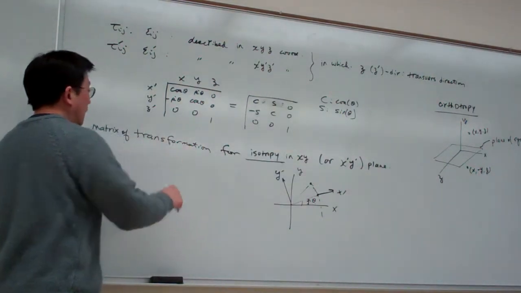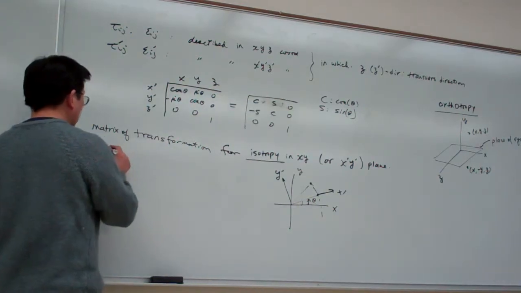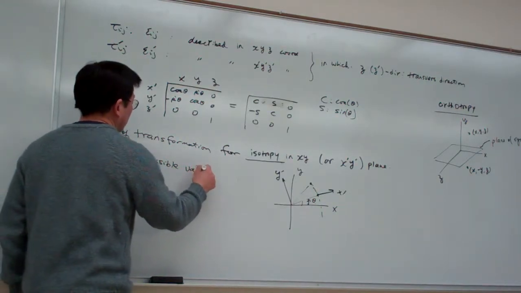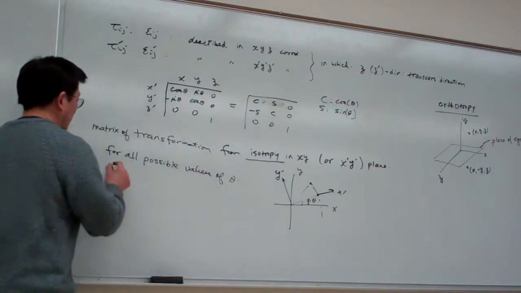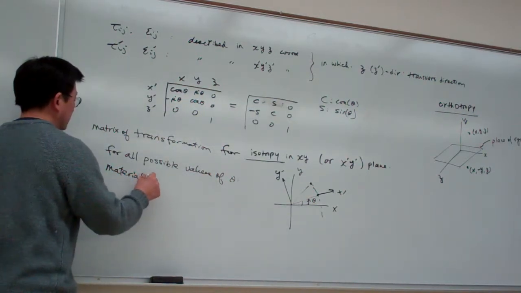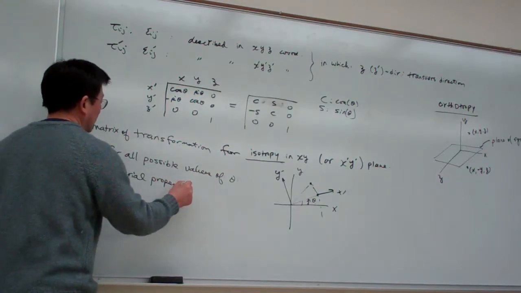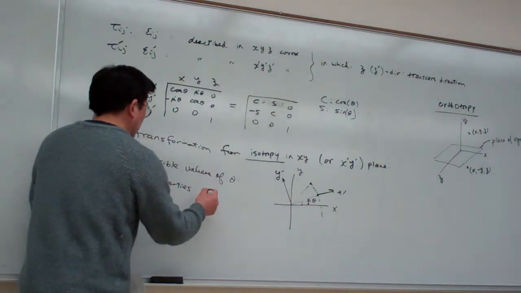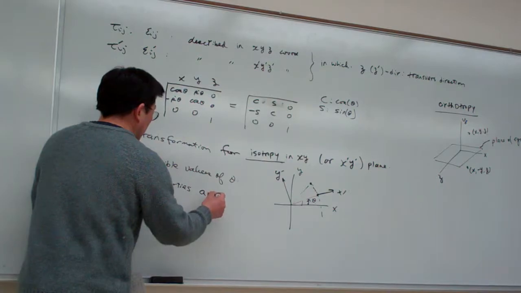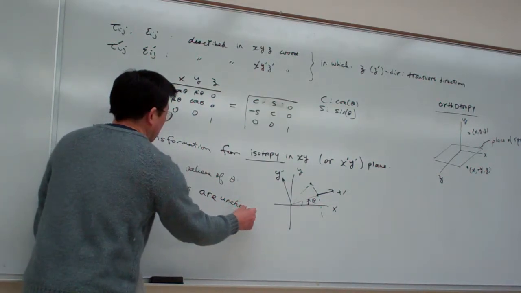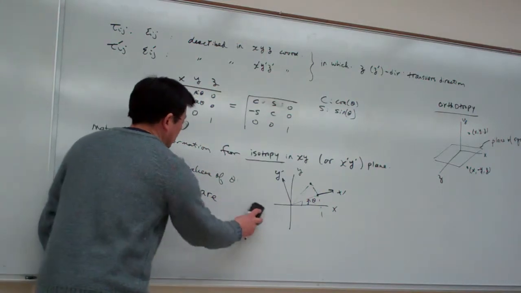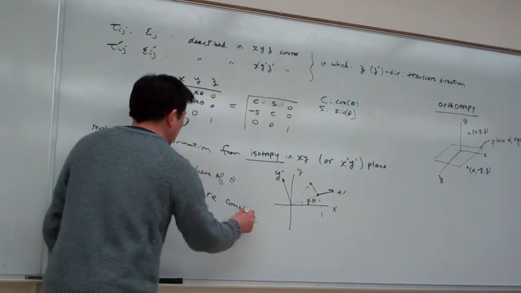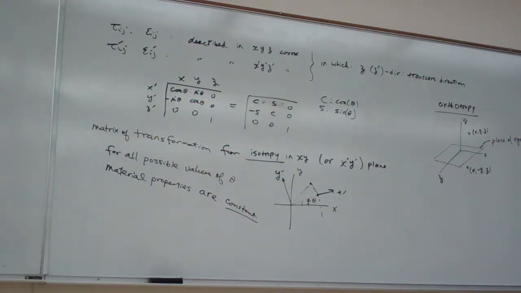So the material is isotropic. That means for all possible values of theta, the material properties, like Young's modulus and Poisson ratio, are constant. So that's the definition.